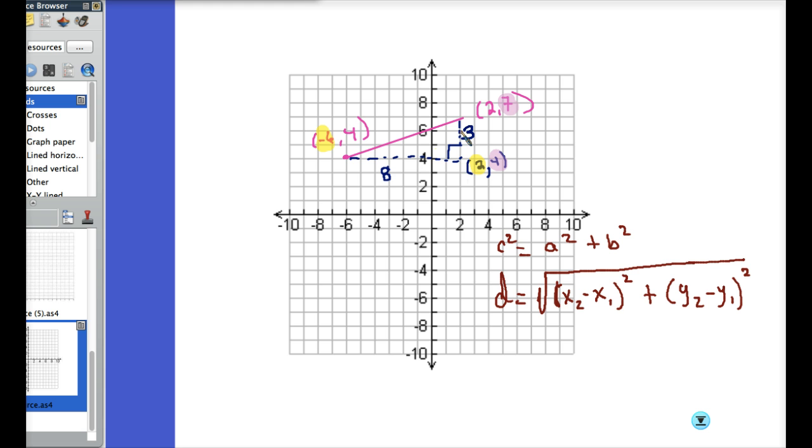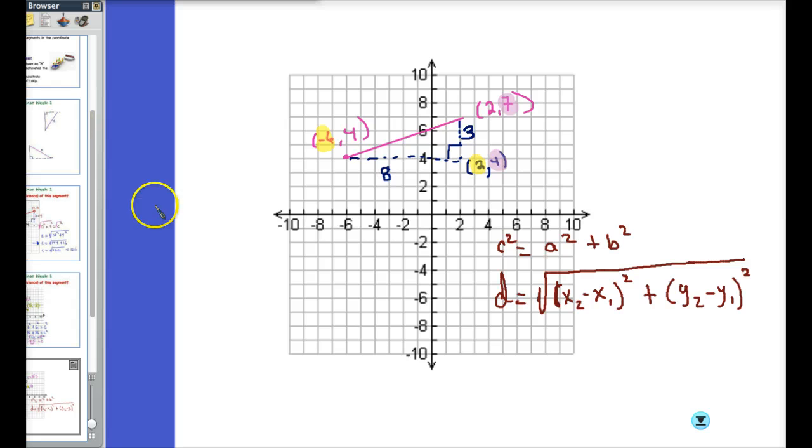Okay, so when you guys are working on this, feel free to use the distance formula. It's easy just to plug in coordinates, or feel free to make a triangle and actually go back one step and use Pythagorean theorem. It actually doesn't matter. You will get the same answer because the distance formula is derived from Pythagorean theorem.